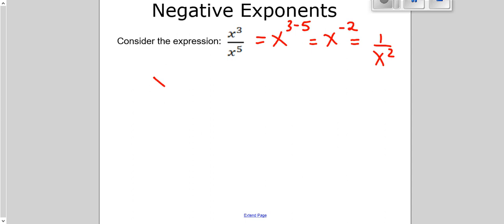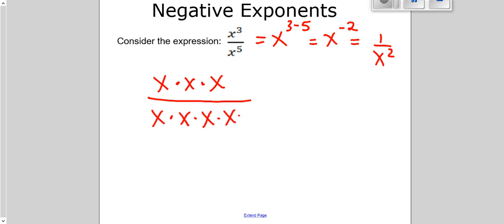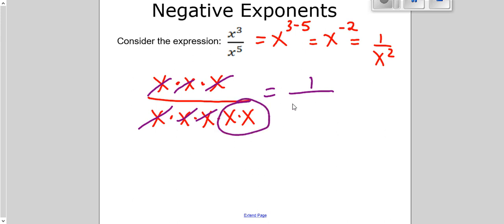Now I want to show you why. X cubed is the same thing as x times x times x, and x to the 5th is x times x times x times x times x. And we know from our rational expressions unit that we can cancel out factors that are the same in the numerator and the denominator. So if I do that, I get that, which means I don't have anything left in the numerator, so it's a 1. And then I have 2 x's in the bottom, x times x, which is x squared.